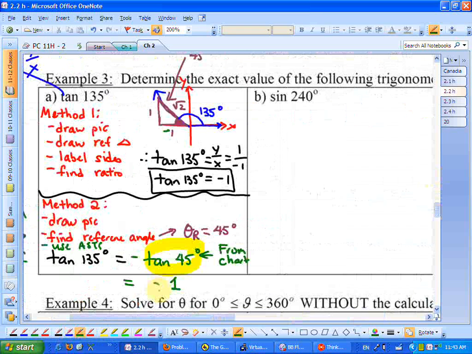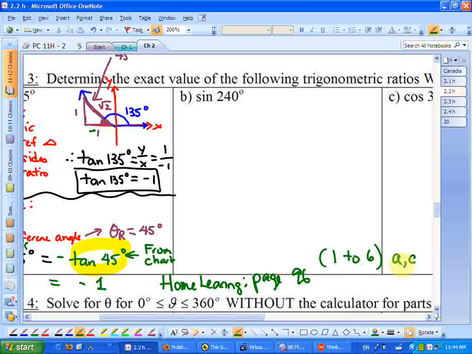Ladies and gentlemen, before you go, let me modify your homework assignment. Ignore the one on the bottom of the page. Home learning, here we go. Page 96, it's easier. And I'd like you to only do the following, okay? Questions 1 to 6, just do A and C, okay? Nothing else. Okay, question number 7, you should be able to do all parts. And then for number 8, you should be able to do A, let's do C and also D. And we'll leave the rest for next day.